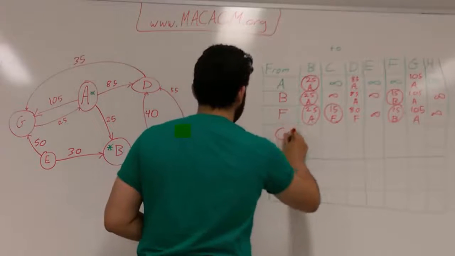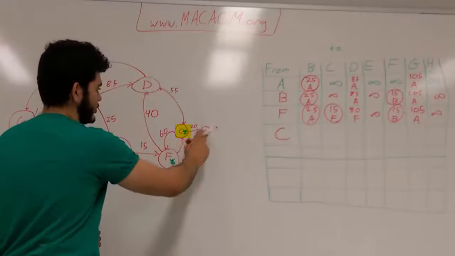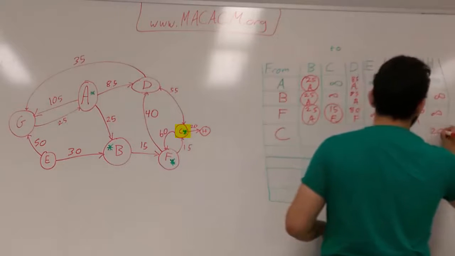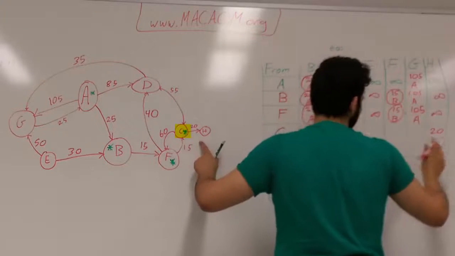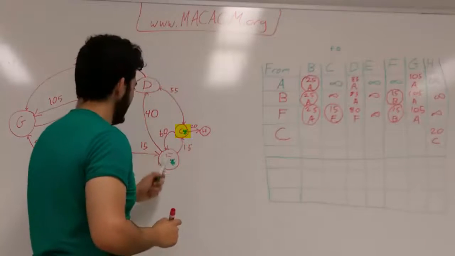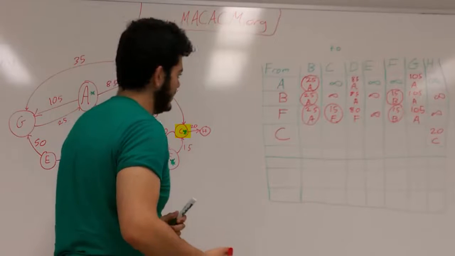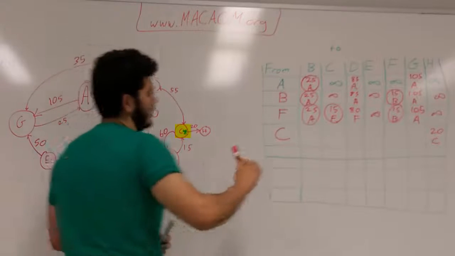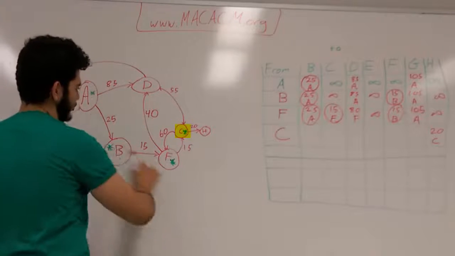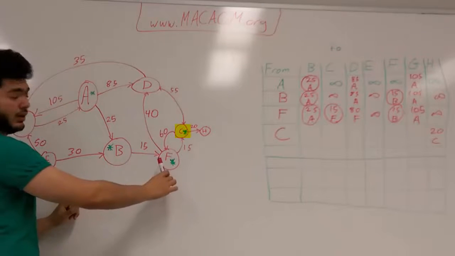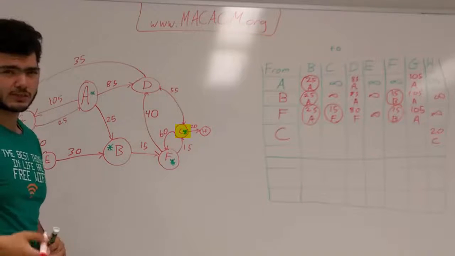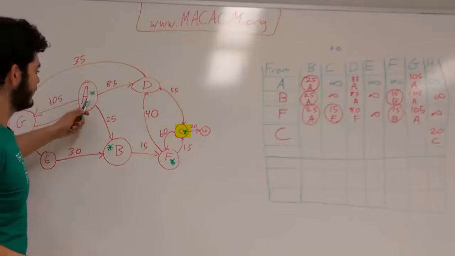So we're currently at C. We can get to H with 20. 20 is way better than infinity, so we will overwrite infinity to 20 coming from C. We can also visit F with 60. However, I can already visit F with 40 instead of 40 plus 15 plus 60. So visiting F through C would be much more expensive than just visiting it directly.